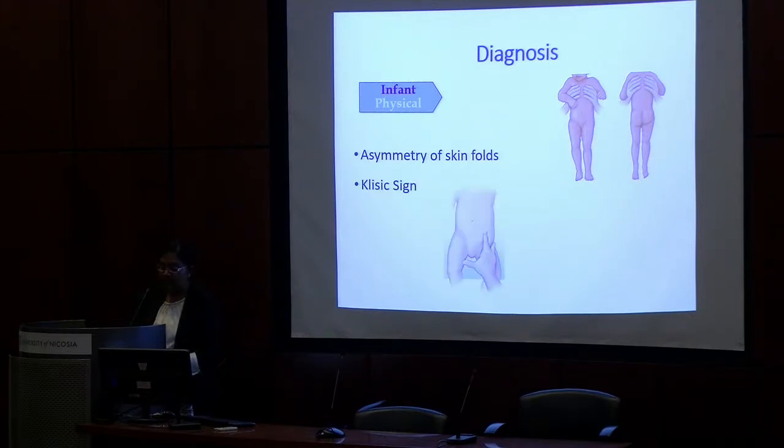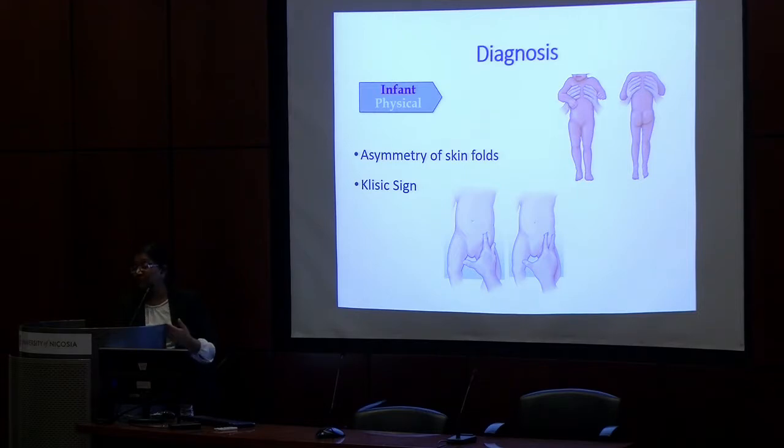The other thing that you can look at is something called a Klisic sign, where you're putting your index finger on the ASIS and your middle finger on the greater trochanter. And then this line should line up with the umbilicus. But in a dislocated hip, because the greater trochanter is going to be riding high, that line is going to be below the umbilicus, okay? Again, it's not as reliable as the other signs, but it is something that you can do to add to your diagnostic toolkit.